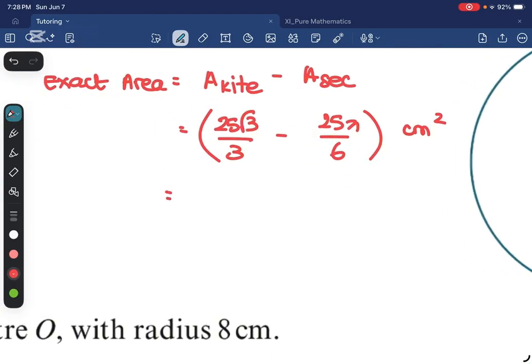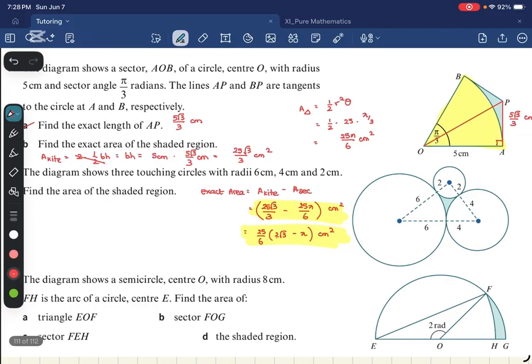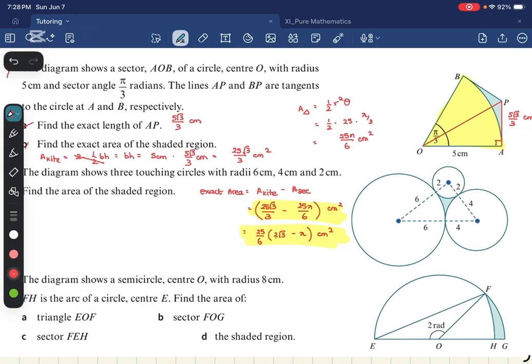And you can actually write this with a common denominator, right? So you can factor out 25 over 6. And in the first bracket, you are going to get 2 root 3 minus pi centimeters squared. So these are equivalent expressions. For the second answer, I just factored out a 25 over 6 from both terms. If you think about it, this 2 and 6 will cancel out and give you 3 in the denominator, right? So no changes done. So that is the solution for B, and we are done with question 7.